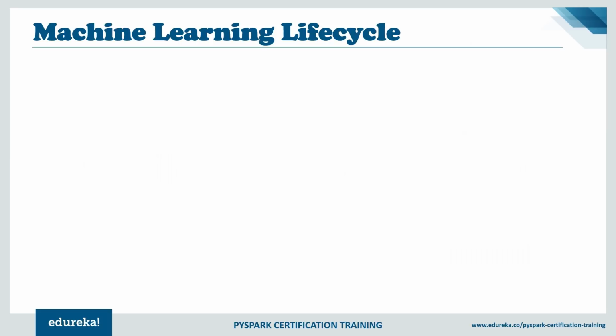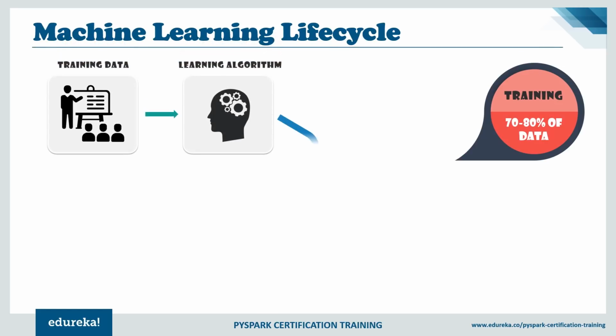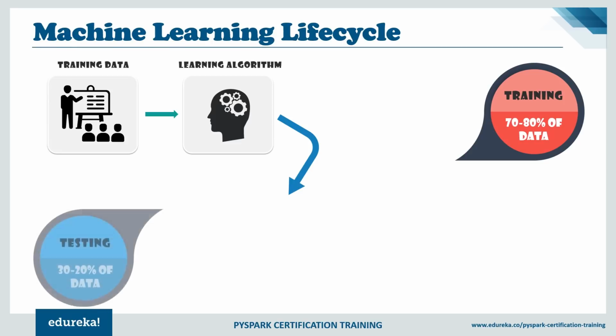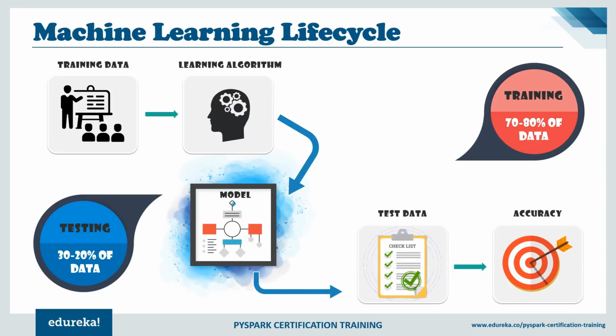Now, let's have a look at a typical machine learning lifecycle. Any machine learning lifecycle is divided into two phases. The first one is training and the second one is testing. For training we use 70 to 80% of the data, and the remaining data is used for testing purposes. So first of all we train on the data, using a particular algorithm, and using that algorithm we produce a model. After we have produced our model, the remaining 20 to 30% of the data is used for testing purposes. We pass this data to the model and we find out the accuracy of that model with certain tests. This is what a typical machine learning lifecycle looks like.